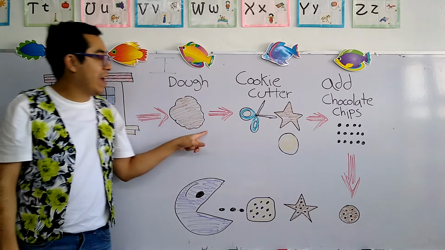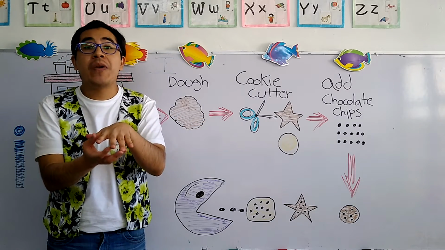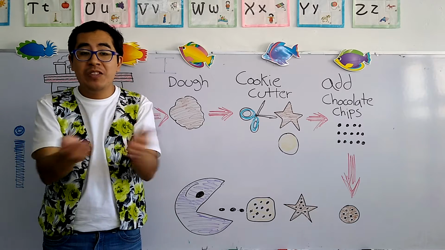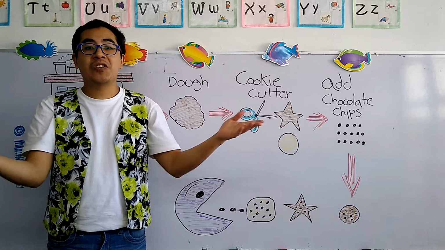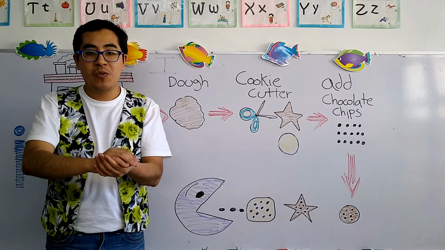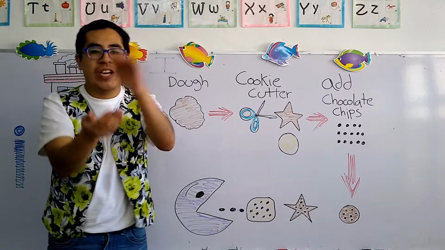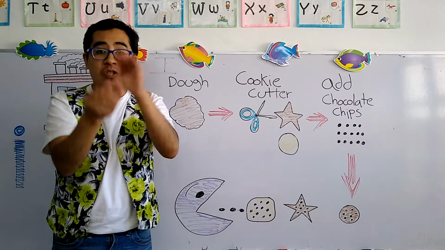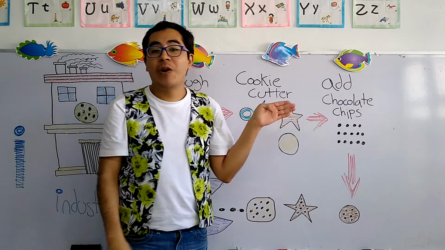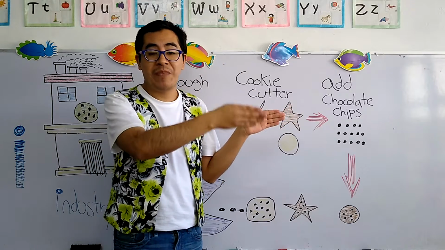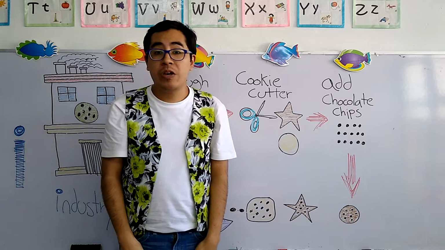First of all, we have the dough. The dough in Spanish, it's known as masa. Okay? And the dough doesn't have a shape, no tiene una forma. So, it's only raw dough, es masa cruda, que la tenemos que cocer. Okay? So, once it's cooked, ya que está cocida, we enter the second part of the industry. Pasamos a la segunda parte de la fábrica o de nuestra industria, which is the cookie cutter.